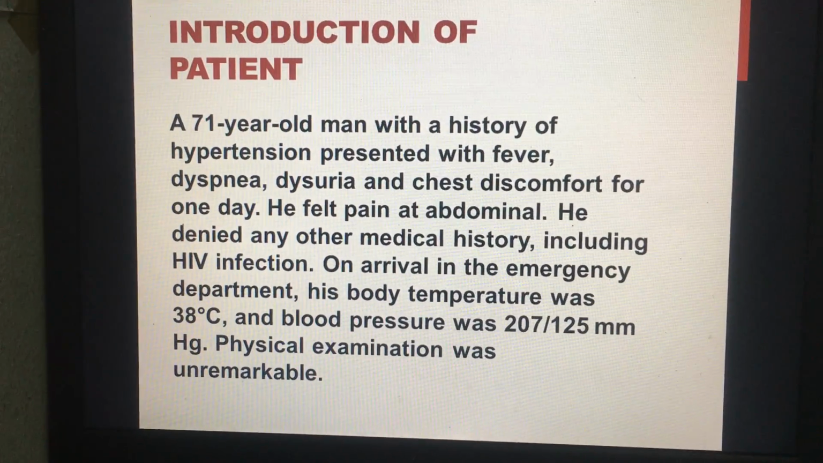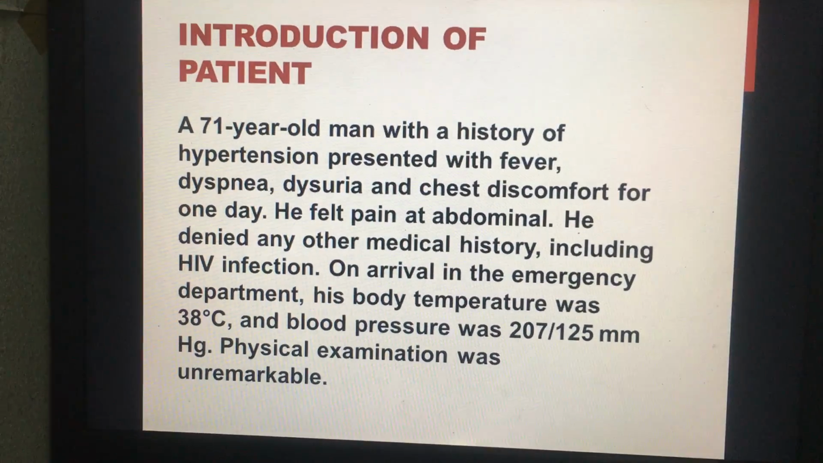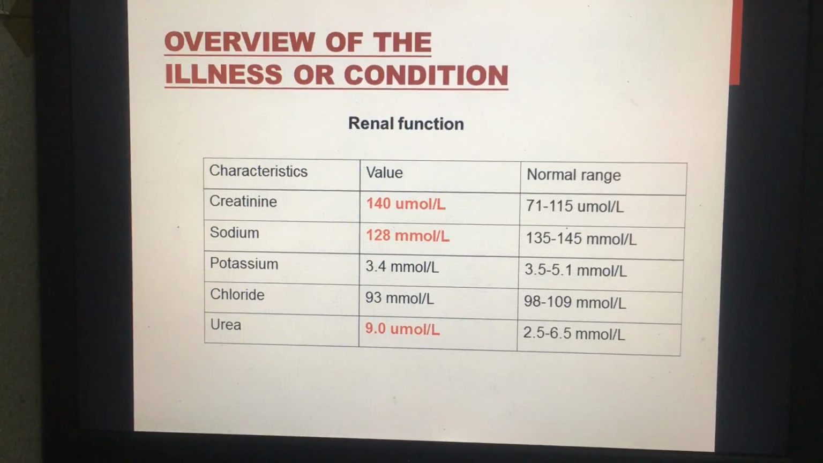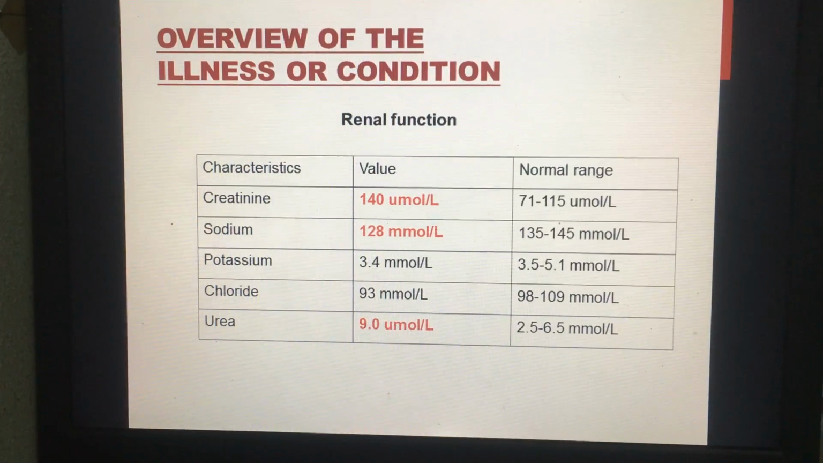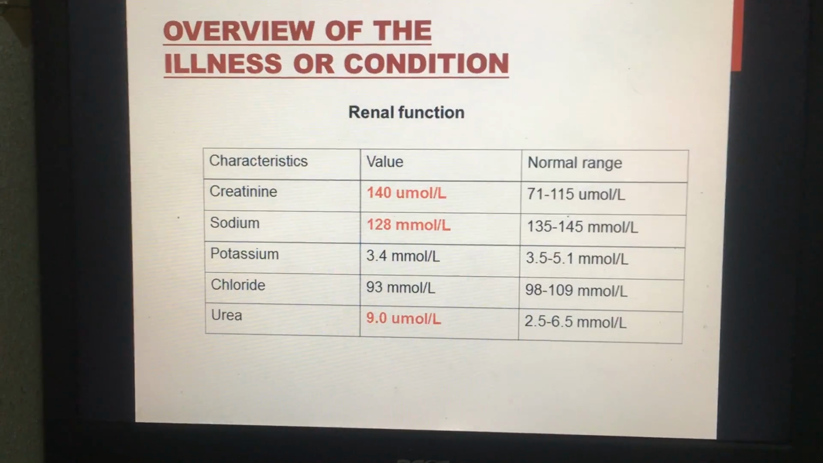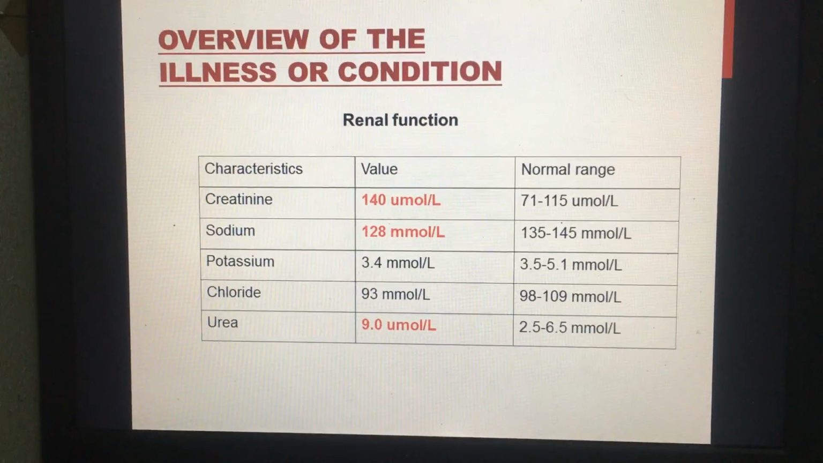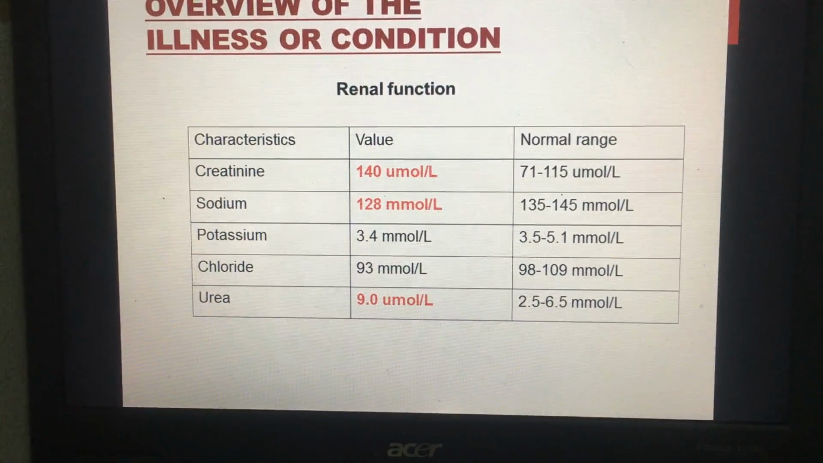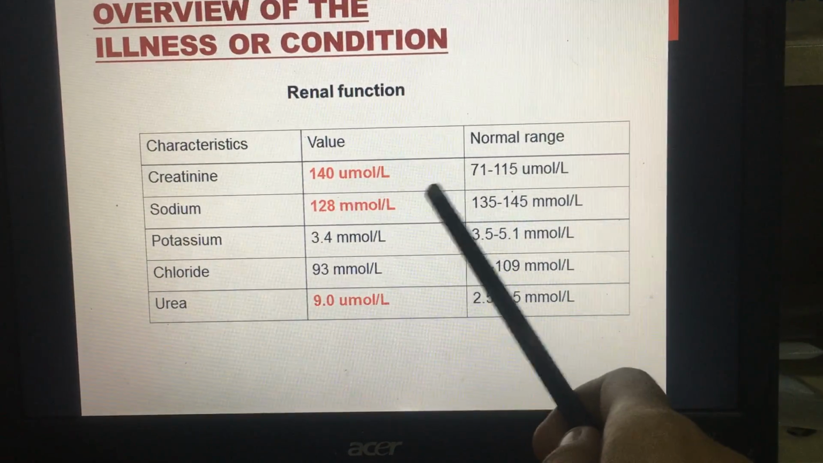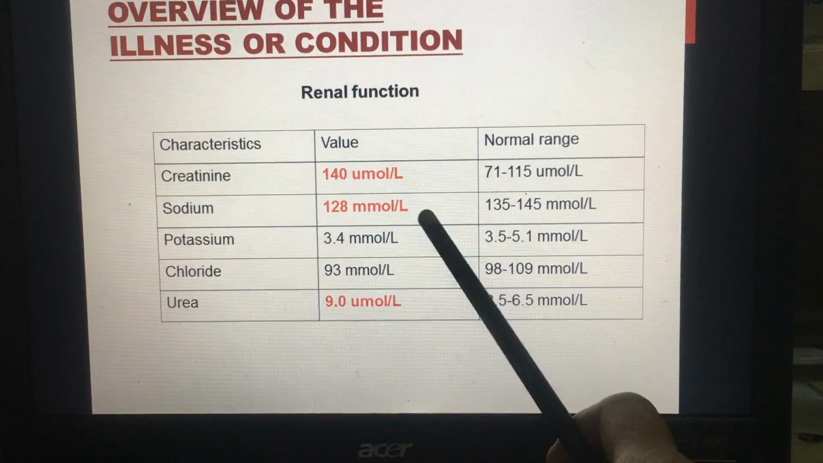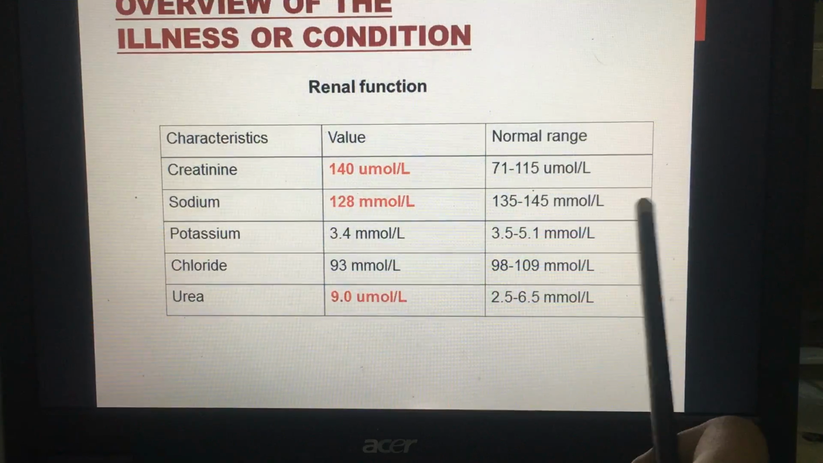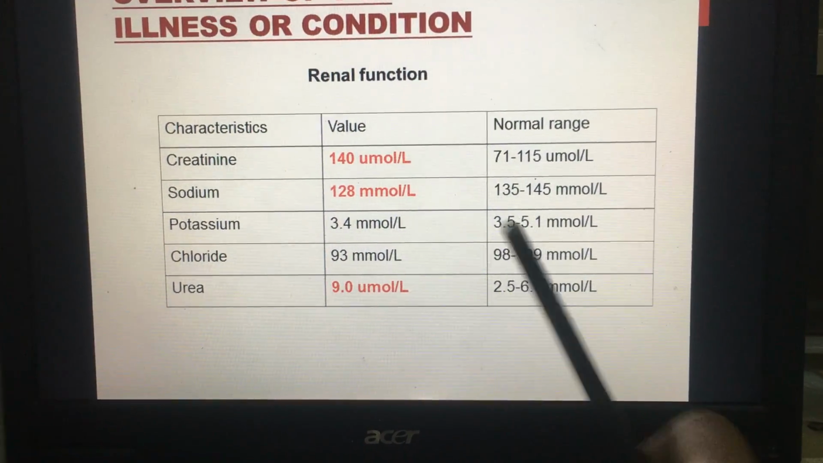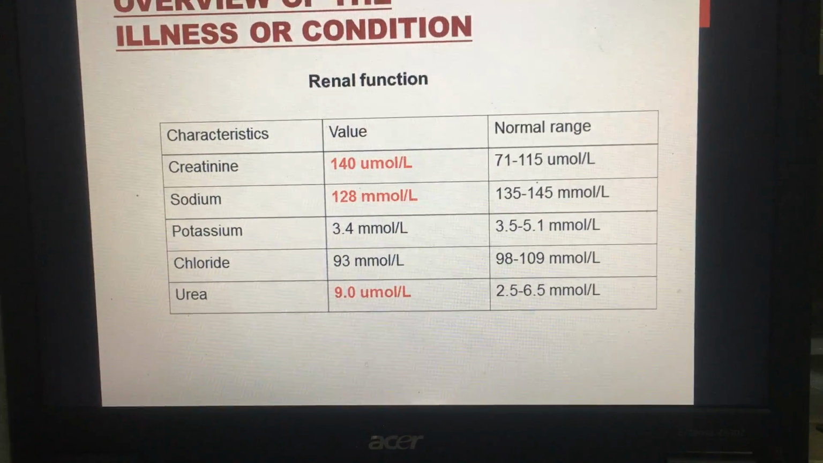So we're going to present the lab diagnosis, an overview of the illness or condition. Okay, we start the lab diagnosis, which is renal function. As you can see, the creatinine is higher than the normal range, sodium is lower than the normal range, and the others such as urea are also higher than the normal range.